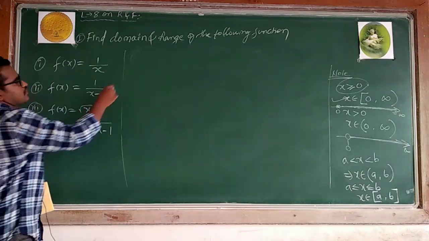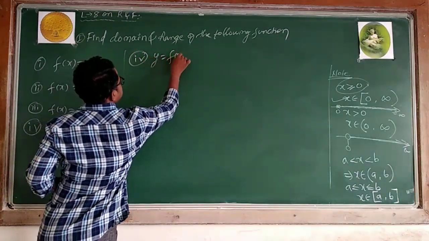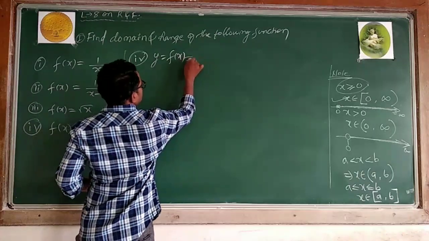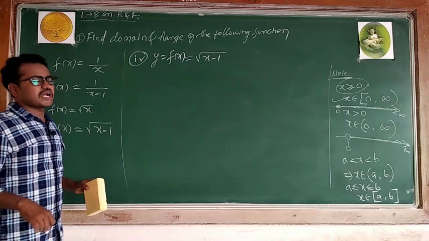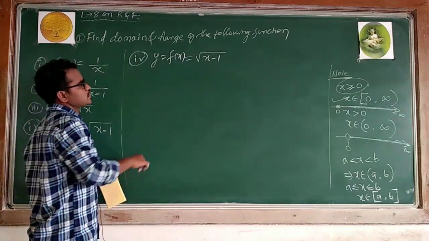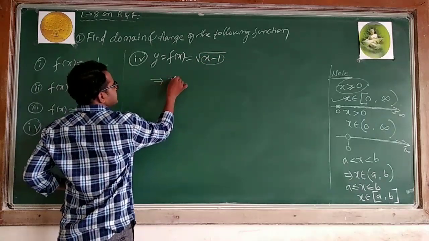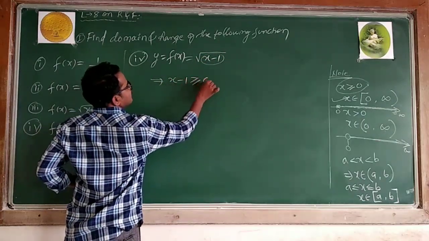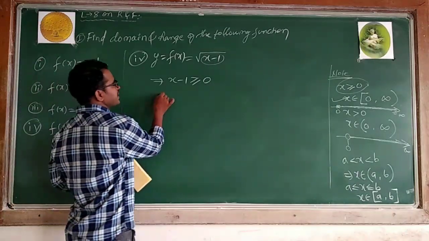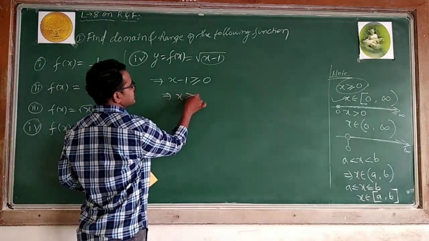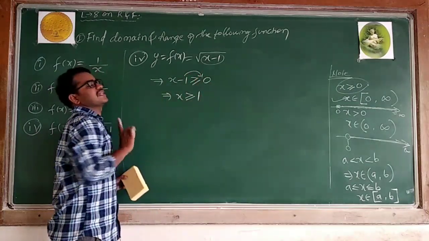Now the fourth one. Y is equal to f of x is equal to root of x minus 1. Listen to me. Again under root, I said it should be greater than or equal to 0. What is the under root quantity? x minus 1. It implies that x minus 1 should be greater than or equal to 0 according to the domain condition. Taking 1 to the other side, you will get plus, so x is greater than or equal to 1.